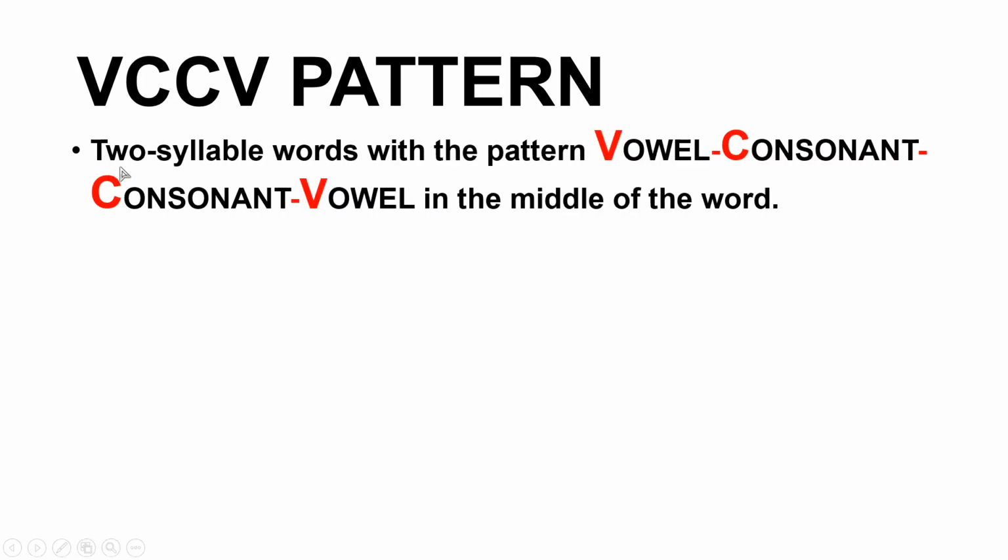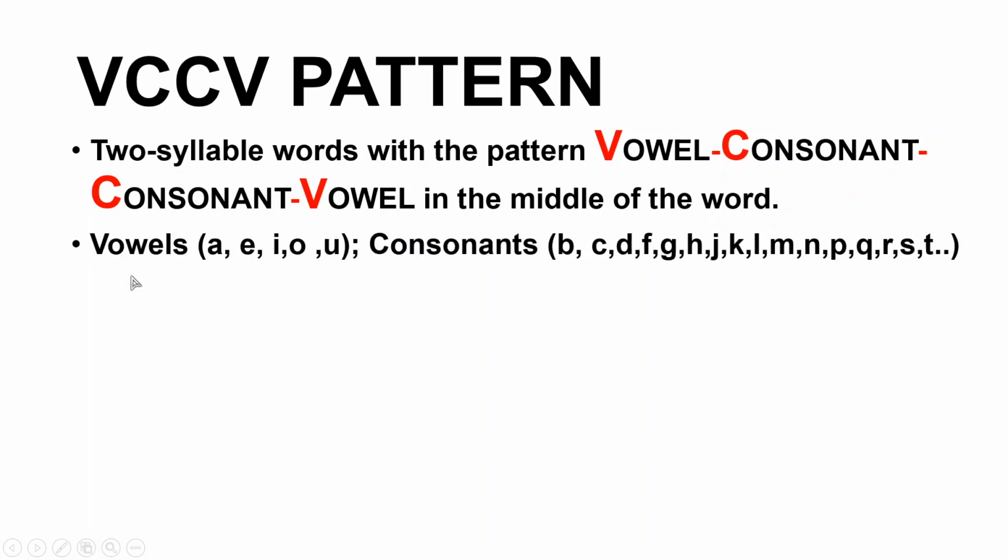It's two-syllable words with the pattern vowel, consonant, consonant, vowel in the middle of the word. So VCCV stands for V, vowel, C for consonant, C for consonant, and V, vowel. So if you forgot what's the meaning of vowels and consonants, I'm going to give you right now. So vowels are coming from the 26-letter alphabet of the English language. So we have A, E, I, O, U. These letters are what we call the vowels. And consonants are the other letters that are not A, E, I, O, U.